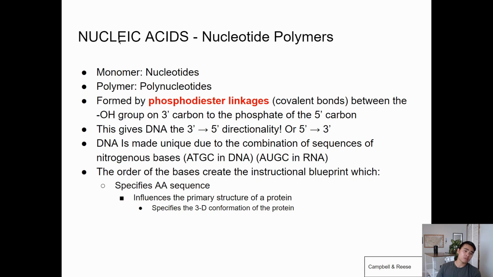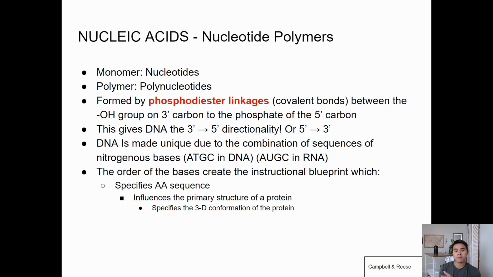The monomer of a nucleic acid is called a nucleotide. The polymer is called a polynucleotide, formed by phosphodiester linkages. So that's the covalent bond. The directionality of DNA is important to understand. 1, understanding that there is directionality. 2, understanding how that directionality is formed. So what is at the 3' end? What is at the 5' end?